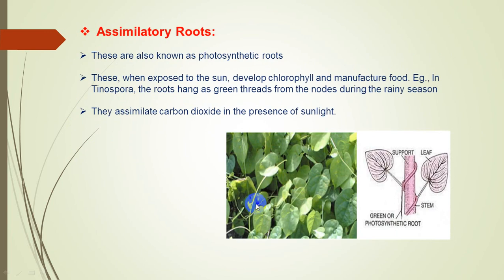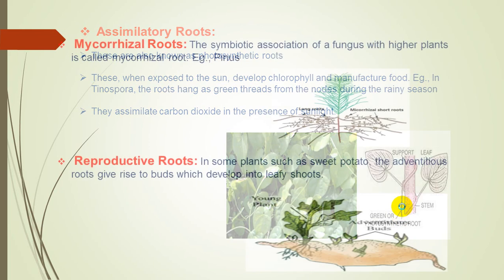Next type is the assimilatory root. Assimilatory roots, as the name indicates, are meant for the purpose of photosynthesis in carbon dioxide. They assimilate carbohydrate, which is actually done by the leaf or in many rare cases the stem. Here in this case, this thread-like structure is the assimilatory root which performs this function.